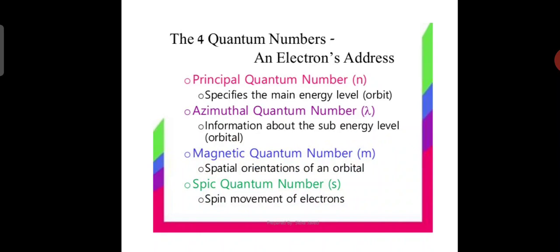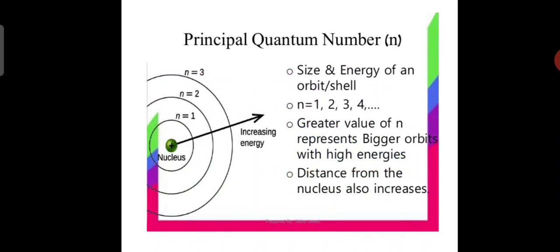Okay, next, we have the magnetic quantum number, small letter m. Spatial orientations of an orbital. And then we have, this is spin. Okay? We have the spin quantum number. It specifies the spin movement of the electrons. Okay.